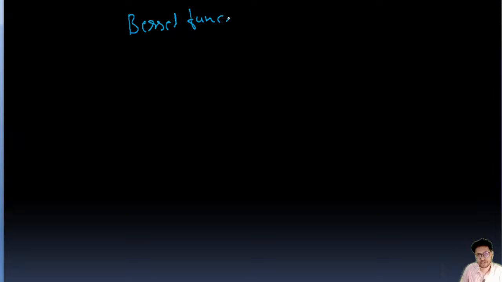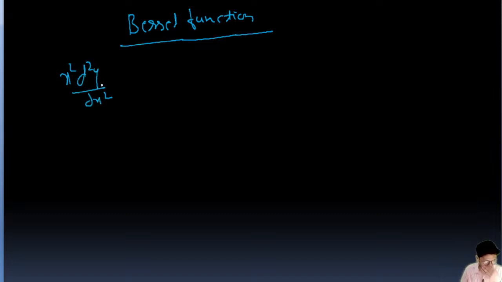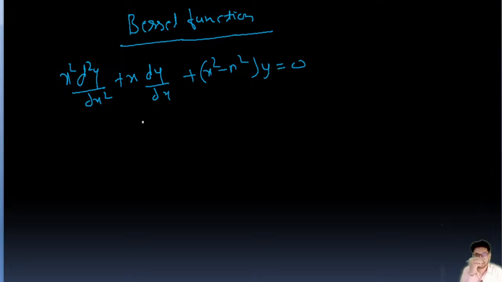So first we'll write the equation of Bessel function. This is x² d²y/dx² plus x dy/dx plus (x² − n²)y equal to 0. So this is the form of the Bessel differential equation. Sorry, my apology, it is the Bessel differential equation.